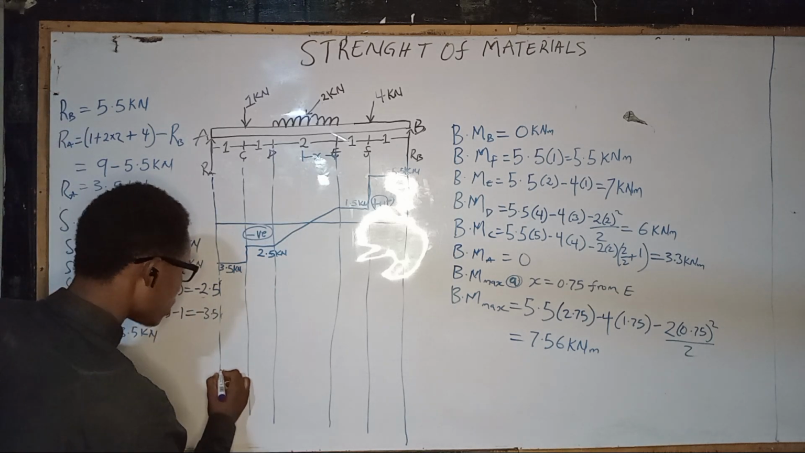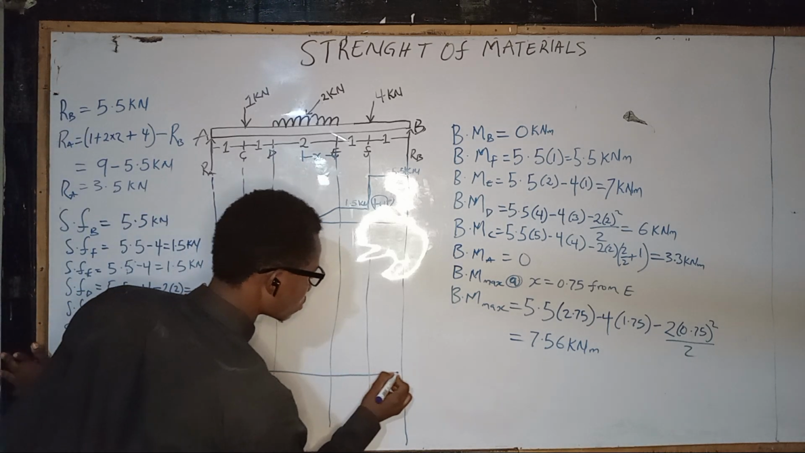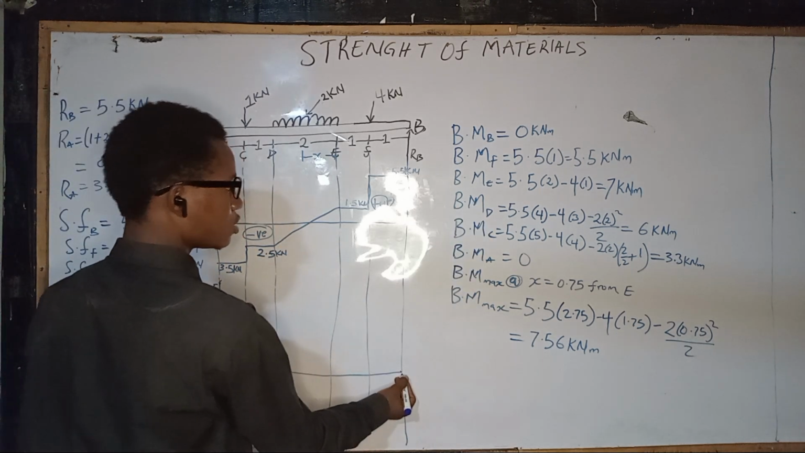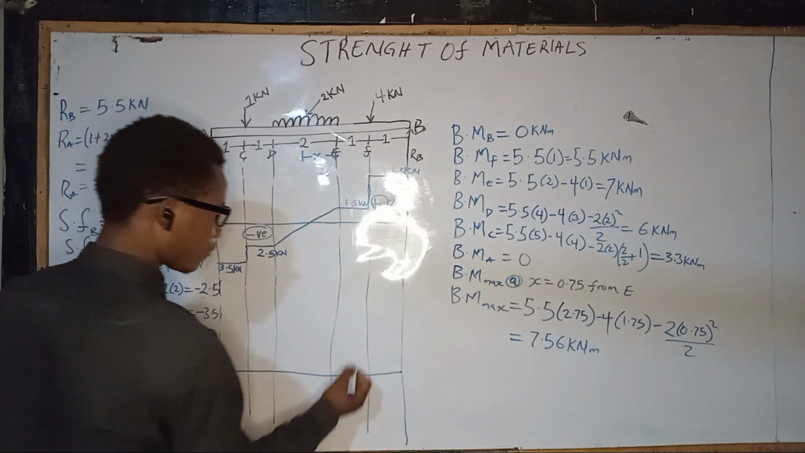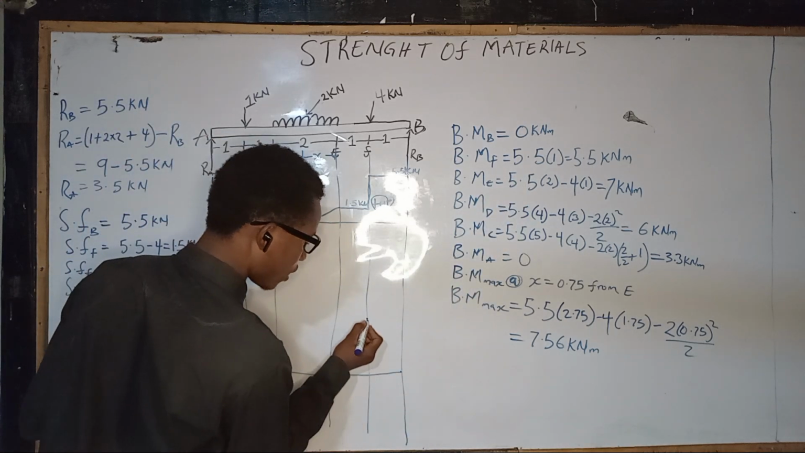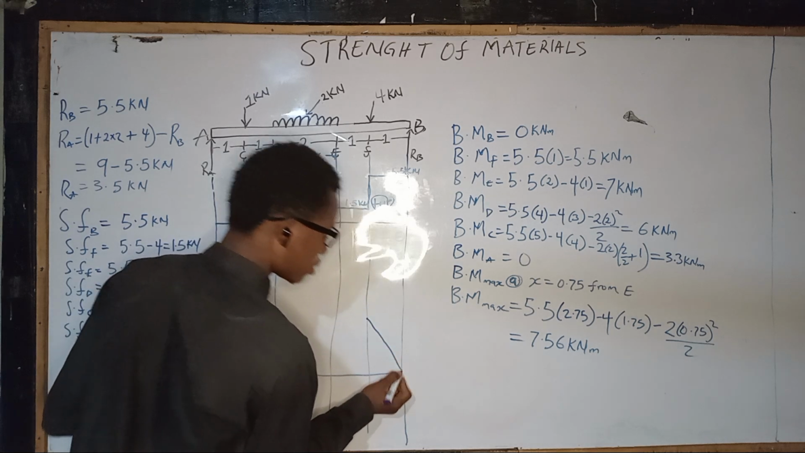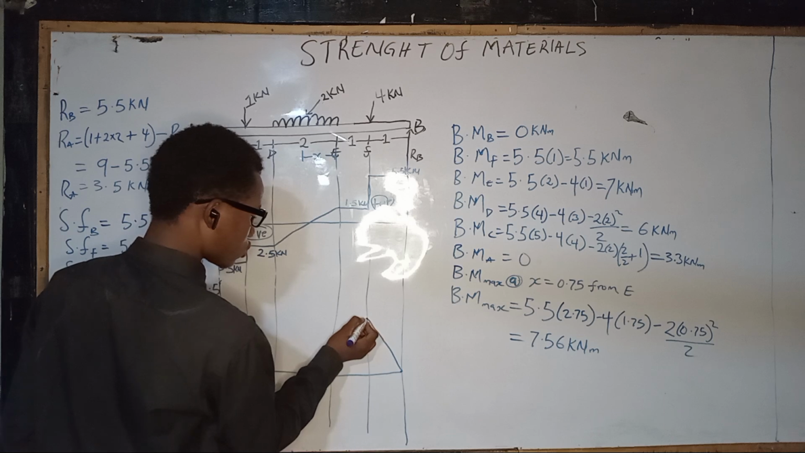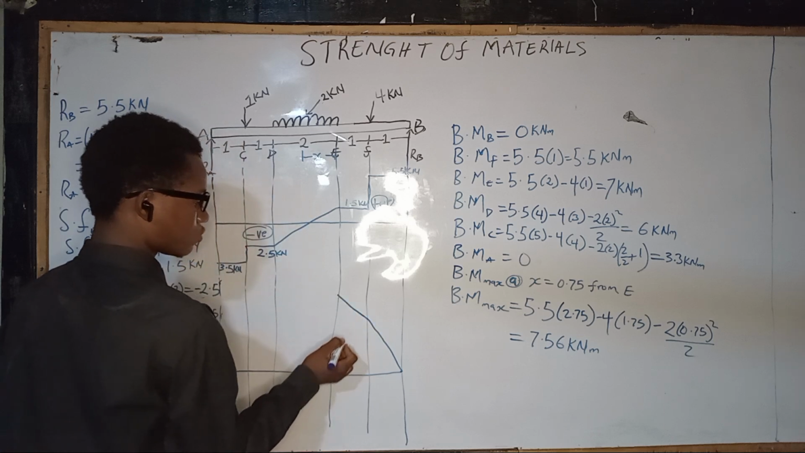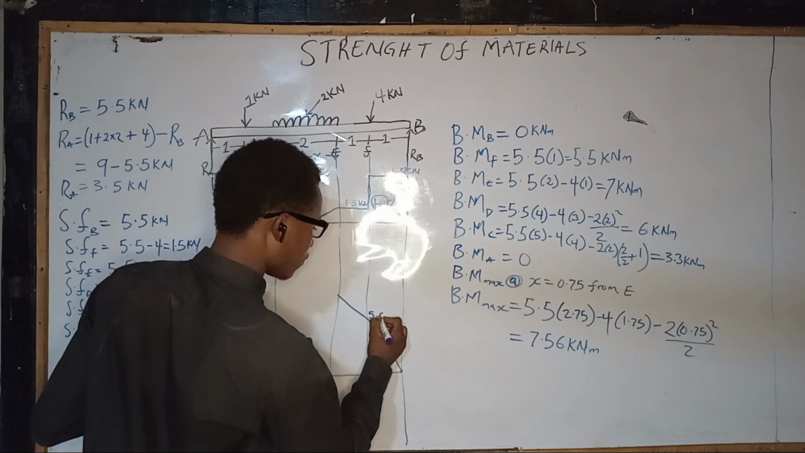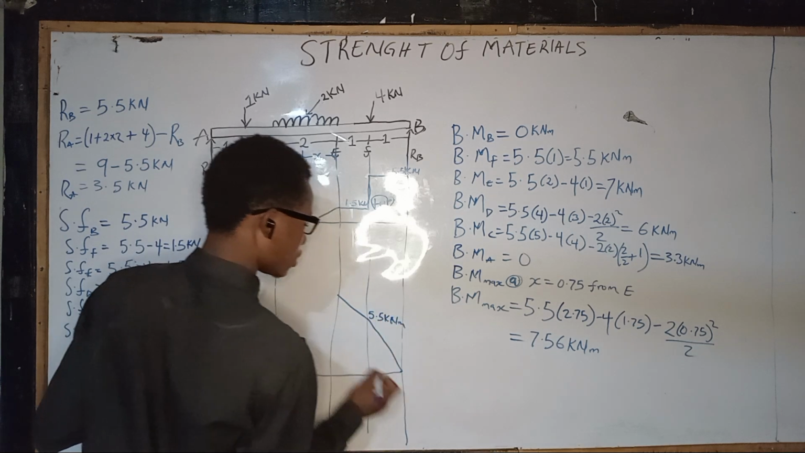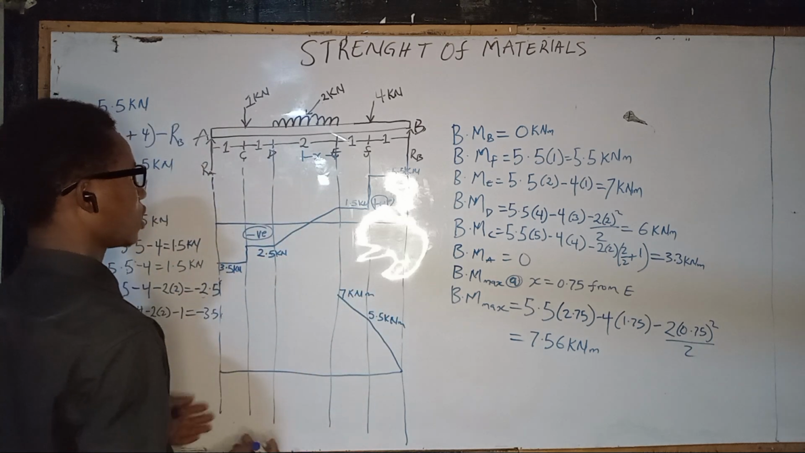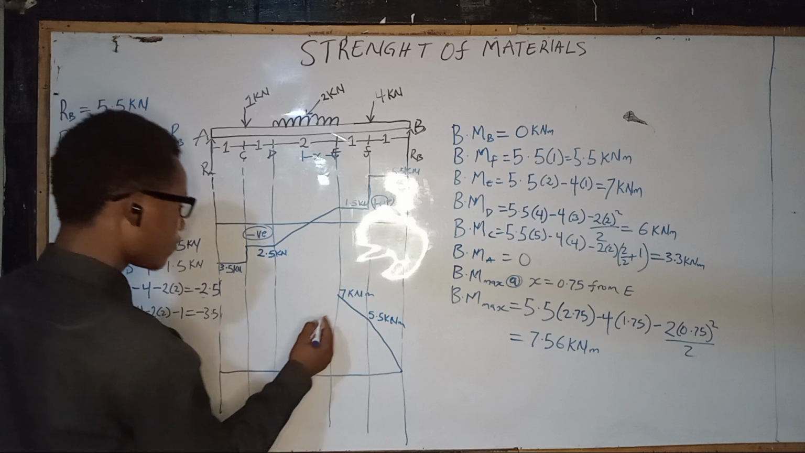Now to our bending moment diagram, we put our zero line here. That is, our bending moment at B is 0. Our bending moment at F is 5.5. So 5.5, this would be a straight line, that is a 1 degree line. Then our bending moment at E here is 7. This is 5.5 kilonewton meter. Here is 7 kilonewton meter.